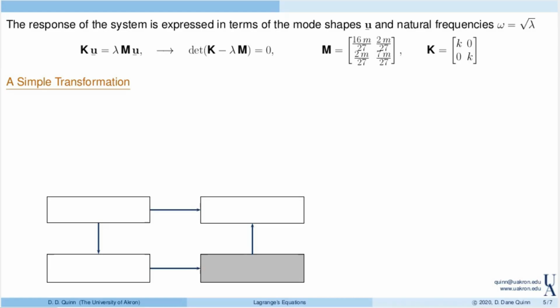Now we want to look at the response of the system. It's determined in terms of the mode shapes and natural frequencies, omega, which come from our eigenvalue problem. We talked about this in a previous lecture. K, the stiffness matrix, times U, the mode shapes, equals lambda M U, and we need to solve this for lambda and U. That amounts to taking the determinant of K minus lambda M and setting it equal to 0, with M equal to this matrix, which was found on the previous slide, and K also found from the equations of motion.